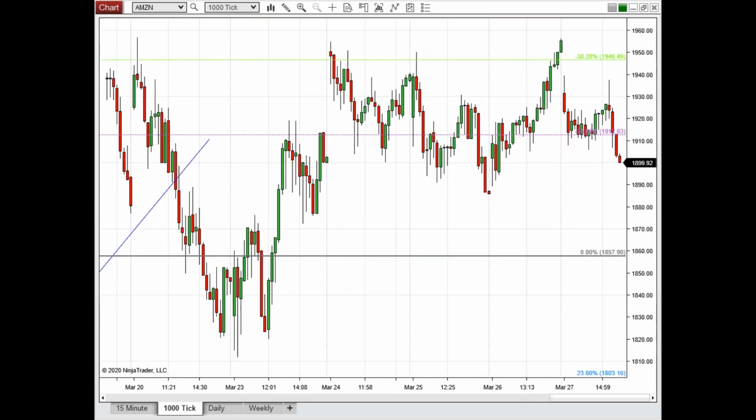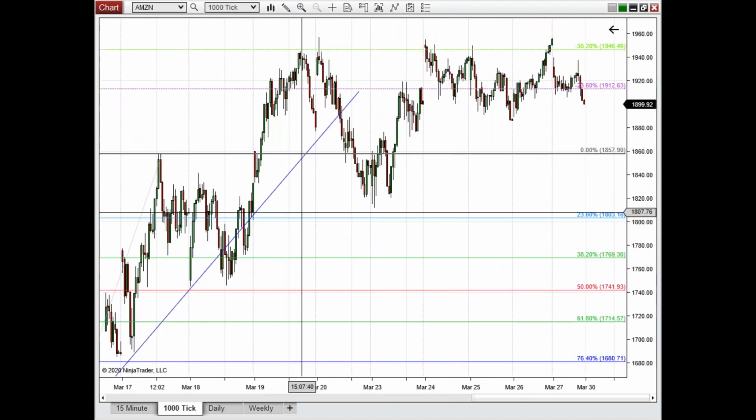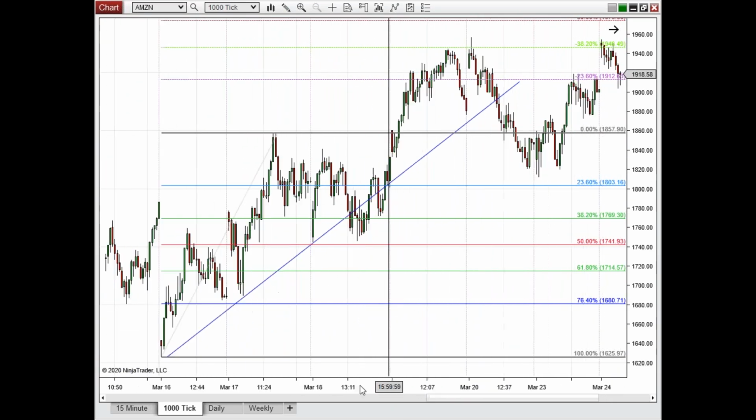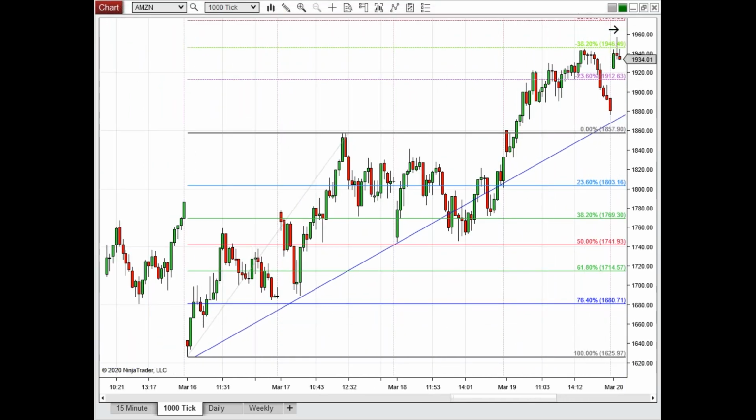But what can happen is that right in here, clear that, you might get a move that goes back up to that level up there, the 0% basically, pulls back again, maybe comes into like the 38.2 or 23.6, and then breaks it on the third test of that 0% retracement. So that's pretty typical.